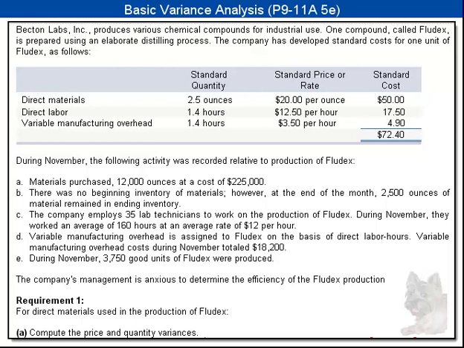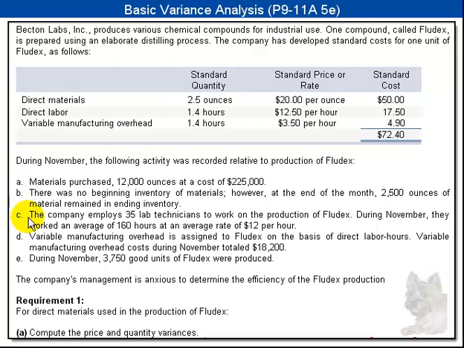Okay, during November, the following activity was recorded relative to the production of Fludex. Materials purchased were 12,000 ounces at a cost of $225,000. There was no beginning inventory of materials. However, at the end of the month, 2,500 ounces of material remained in ending inventory. Okay, that was A and B.